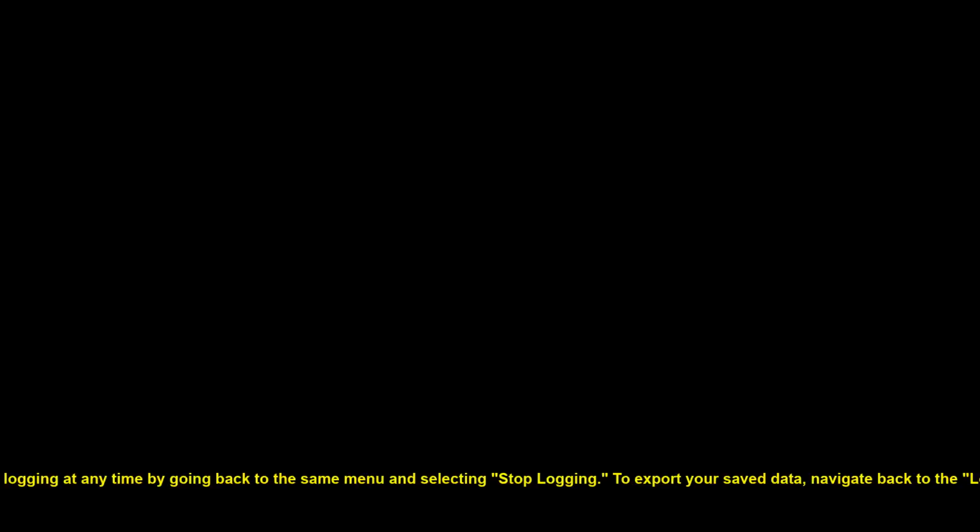To save this data, return to the main menu and select the Logs option. Choose Start Logging to begin recording data from your vehicle. You can stop logging at any time by going back to the same menu and selecting Stop Logging.